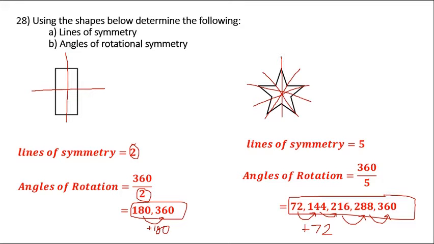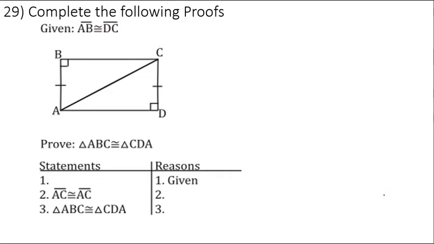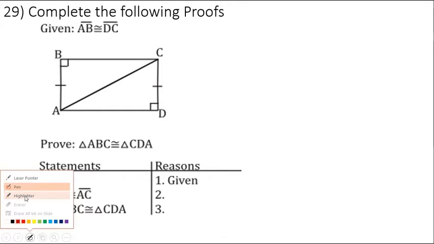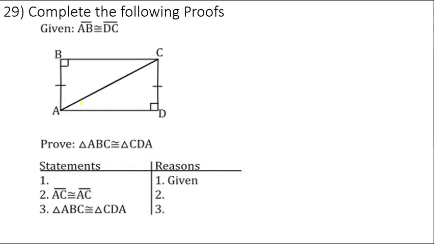Okay, now number 29, last one. It says we want to complete these proofs. Okay, so the way we start this is, here's a polygon, and there's two triangles here, and they're asking you to prove that triangle ABC is congruent to triangle CDA, and they give you some information here.